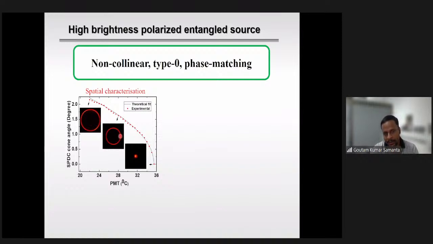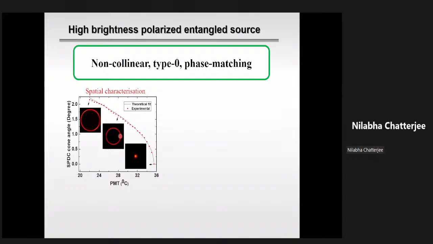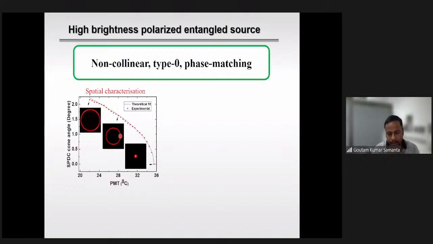So that is what I was explaining about the non-collinear geometry so far. To access the highest nonlinear coefficient or highest gain in a nonlinear interaction, single photon generation or SPDC process, we have to use a longer crystal and highest d effective. But the limitation was the technical difficulty in separating the photons. Now we found a way where the photons are distributed so that we get all the benefits and at the same time separate the photons. So it gives access to producing a high brightness entangled photon source.